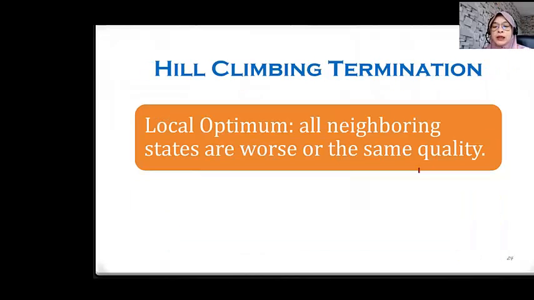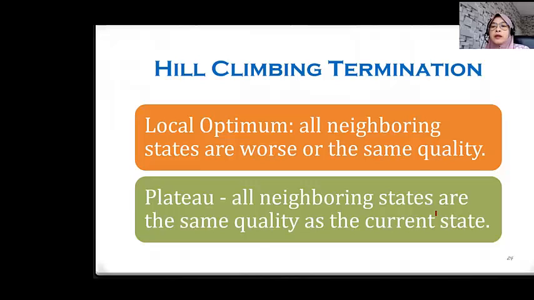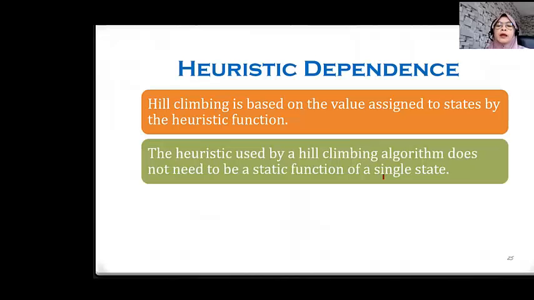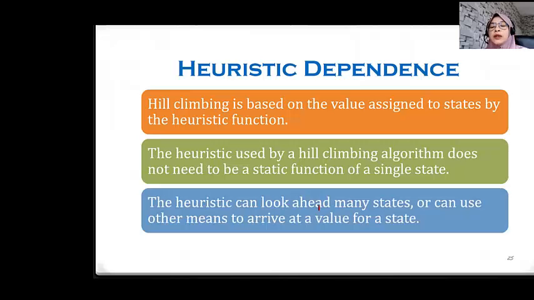Hill climbing termination. What is a local optimum? All neighboring states are worse than or the same quality as the current solution. What is a plateau? A plateau is when all neighboring states are the same quality as the current state. Heuristic dependence: hill climbing is based on the value assigned to a state by the heuristic function. The heuristic used by the hill climbing algorithm does not need to be a static function of a single state. The heuristic can look ahead many states or use other means to arrive at a value for a state.